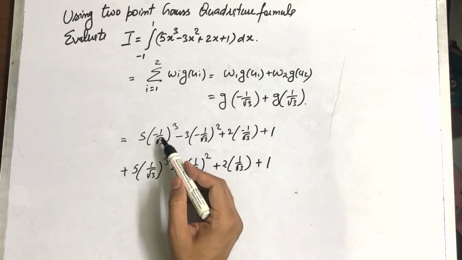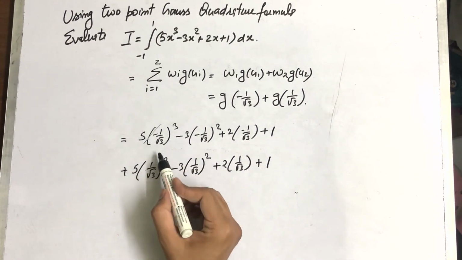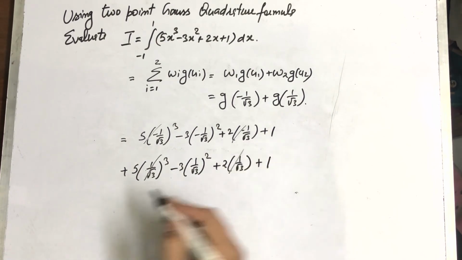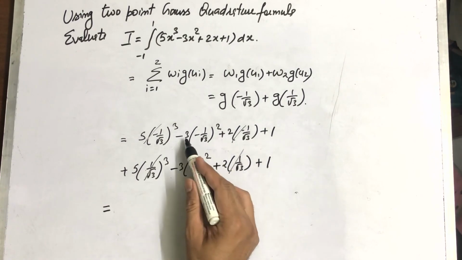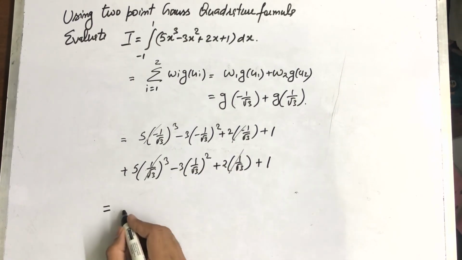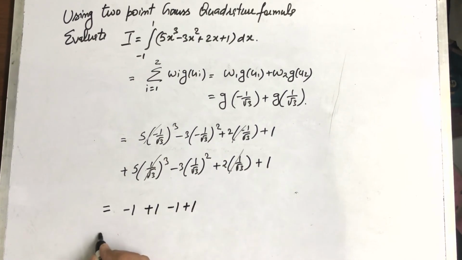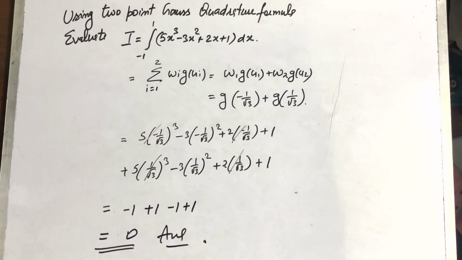So here you see, because we have cube, this will be minus, so this will cancel with this, and here also this is minus, this will cancel with this. So we are left with 3 by 3, that is 1 minus 1 plus 1, and here we have minus 1 plus 1, 0. Answer here. So I hope you got an idea how we can derive the Gaussian integration formula and how we can make use of those formulas for numericals.